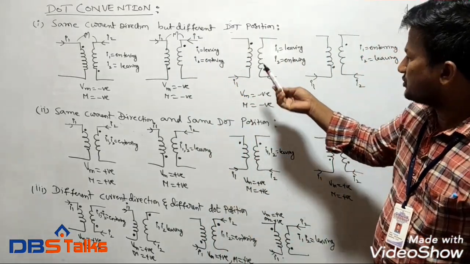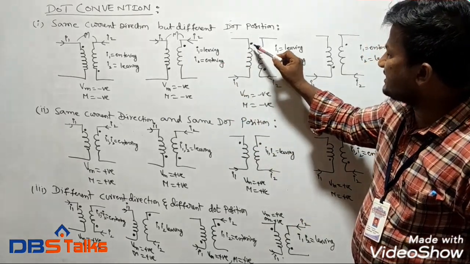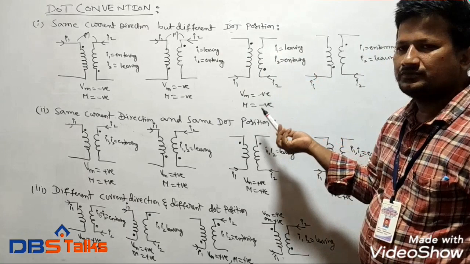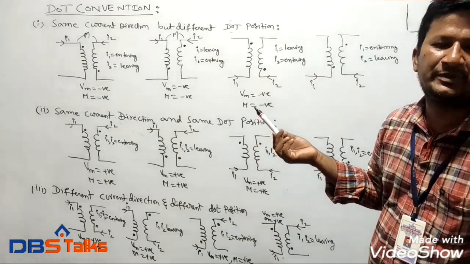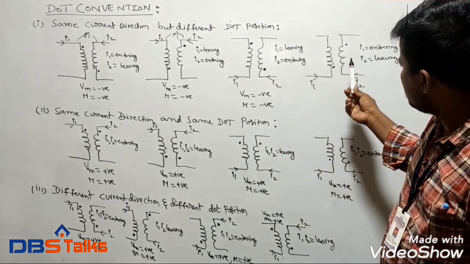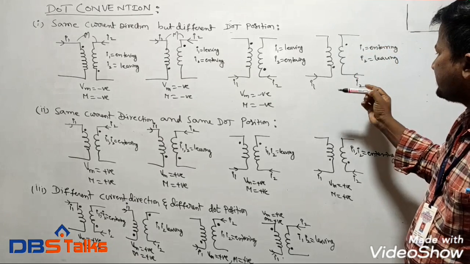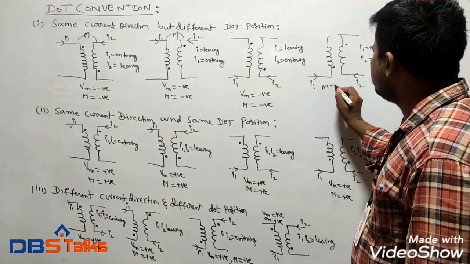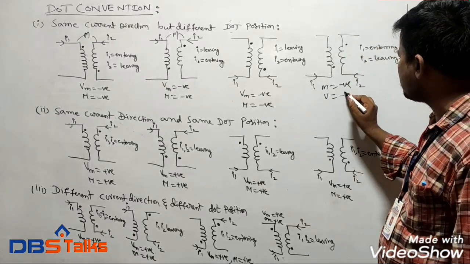Here, in similar manner, I1 is leaving, I2 is entering. So the result is the same. Vm is negative and mutual inductance between these two is negative. Here also I1 is entering, I2 is leaving, mutual inductance between these two is negative, and also the voltage in the secondary circuit is also negative.